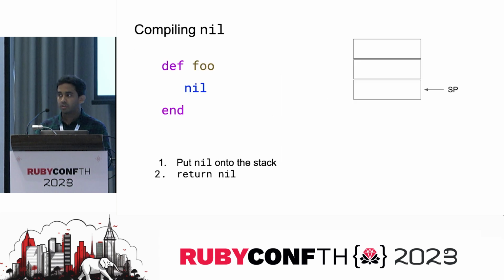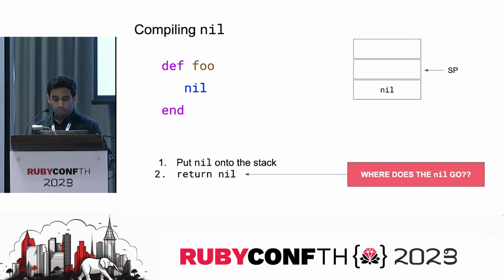Now let's try and JIT compile a simple method that returns nil. Let's say we have a method foo that returns nil. By the definition of our stack machine, we will first put nil onto the stack, and then we will return nil. But where does the nil go? Who are we returning nil to? Where are we returning nil from?